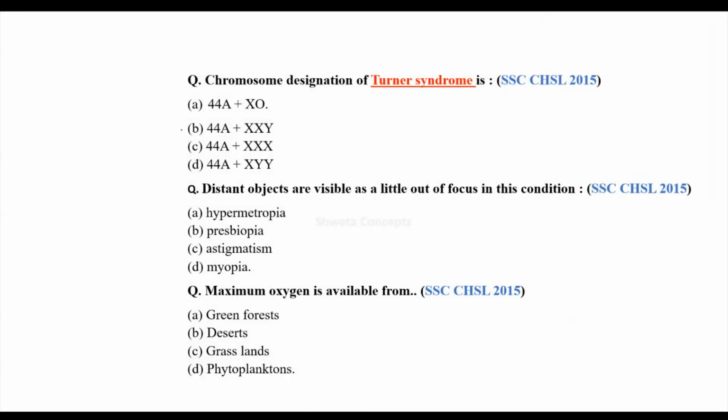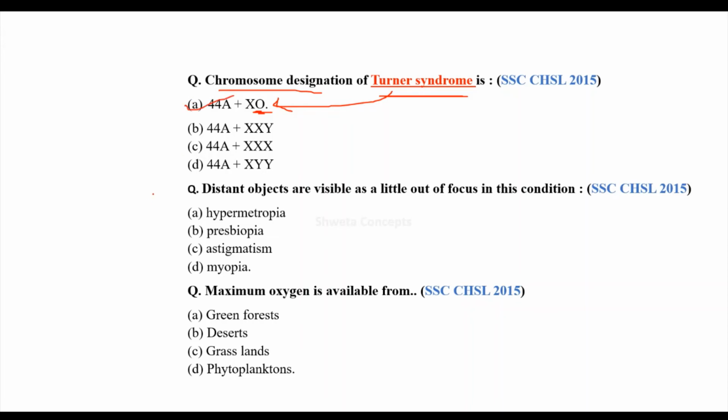Next question, the chromosome designation of Turner syndrome is, meaning by lacking which chromosome the Turner syndrome is considered. So now the correct answer is option A, 44A plus XY. Why part is lagging in this? Now next question, so option A is the correct.